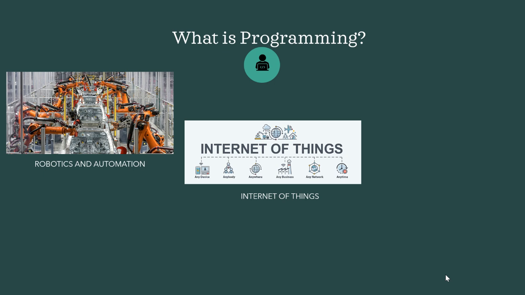Then we have what we call Internet of Things. Some people call it IoT. So you can use programming on IoT, or Internet of Things, such as home automation. You can use your smartphone to operate or control devices in your house, such as lights, aircon, locking the door, just by using your smartphone, and many others, such as opening the garage and opening and closing the gate.